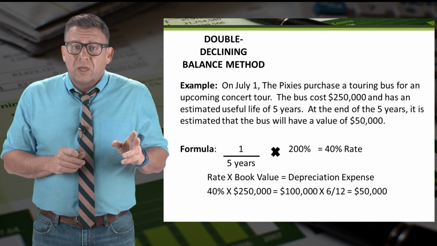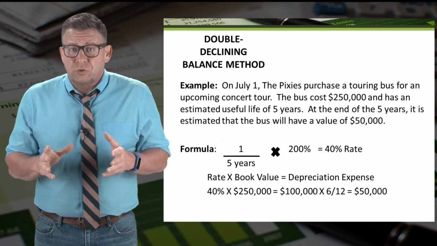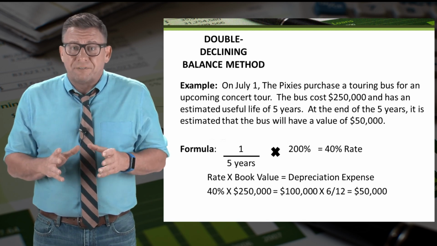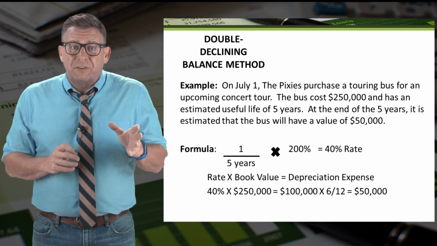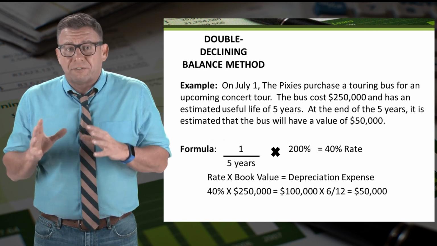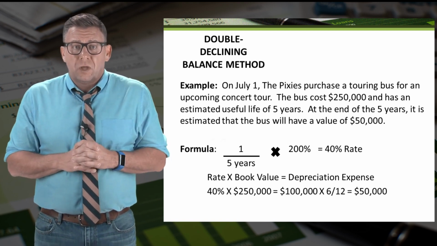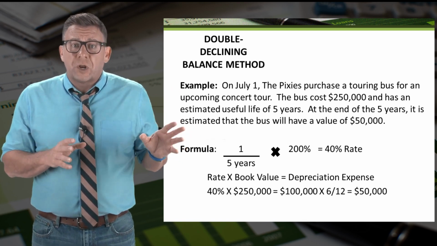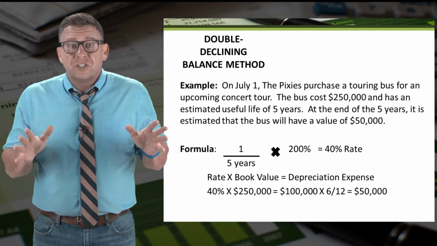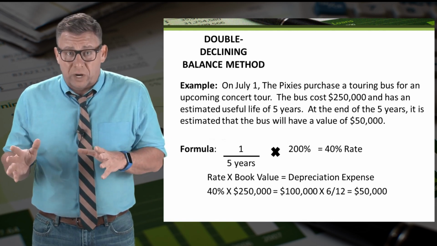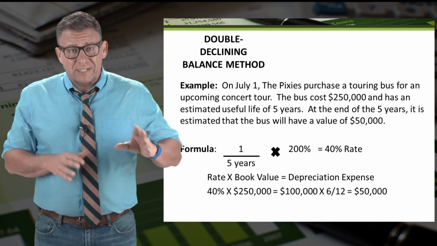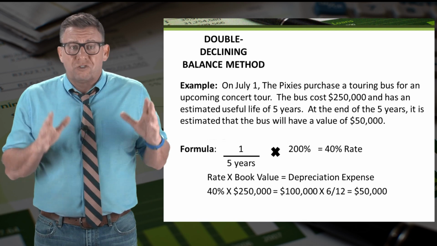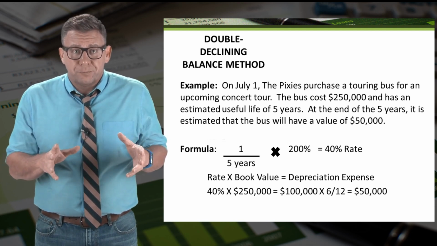On July 1, the Pixies purchased a touring bus for an upcoming tour. The bus cost $250,000 and has an estimated useful life of 5 years. At the end of 5 years, we estimate that the bus will have a value of $50,000. Using the double declining balance method, we get a depreciation rate of 40%. This rate doesn't change based on when the asset was acquired. So 40% times the book value of $250,000 is an annual depreciation of $100,000.